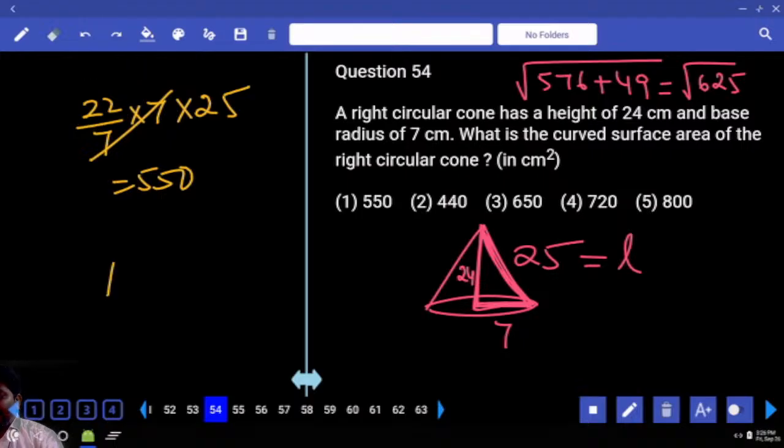So before that, when you know that the answer is pi r L, when pi is there, the answer must be a multiple of 11, but two options are there which are 11 multiples, first option and second option. Hence we are forced to calculate this.